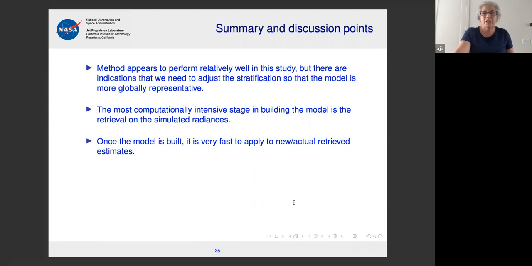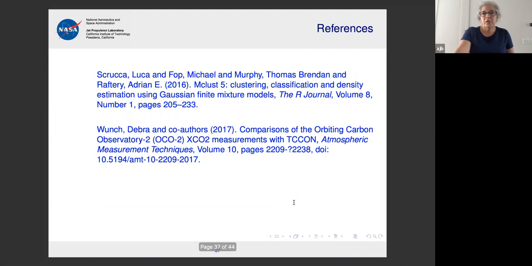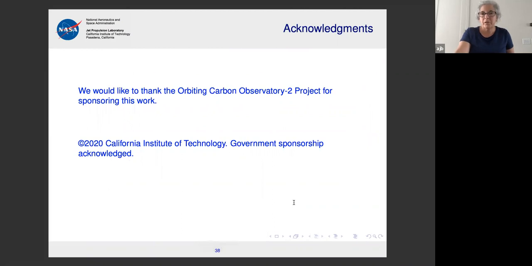And in fact, we're trying to gear up now to work with a new version of the OCO2 data. It is fairly computationally intensive in building the model, but once the model is built, it's pretty fast to apply. So I'm just going to show you my references and show you my acknowledgement and stop there.